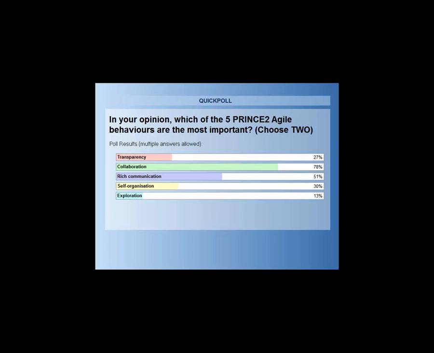One of the things I quite like about doing these polls is it gives you all a chance to see what each other have actually put up there. Clear winner, collaboration, by 78%. Rich communication, half of you selected that one, got 51% votes. Self-organisation, transparency, and exploration coming in down there, with exploration 5th on 13%. Very interesting in terms of the figures, but such a high score. Basically 4 out of 5 of you have picked collaboration.